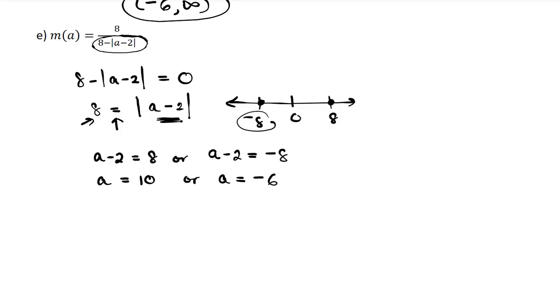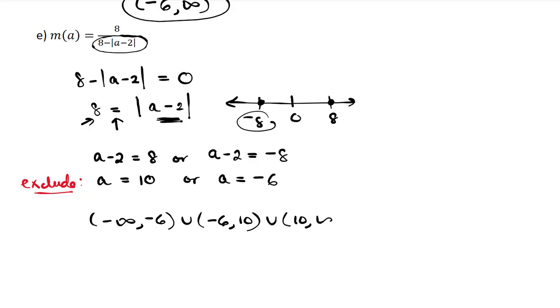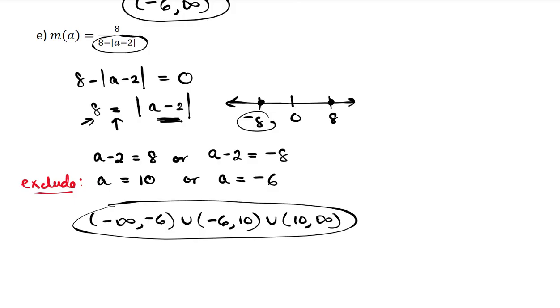But remember, this is what makes the denominator 0, and therefore we need to exclude these values from the set of real numbers. So the domain of the function is a set of all numbers between -infinity to -6, union -6 to 10. We don't want those values. And from 10 to infinity. Again, using open parentheses on the interval notation to indicate that we do not want to include -6 nor 10.